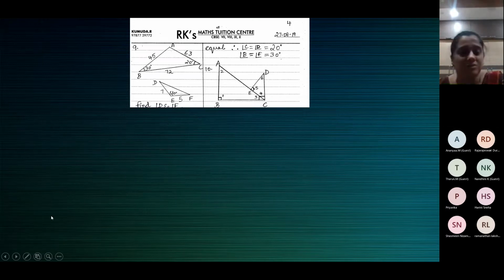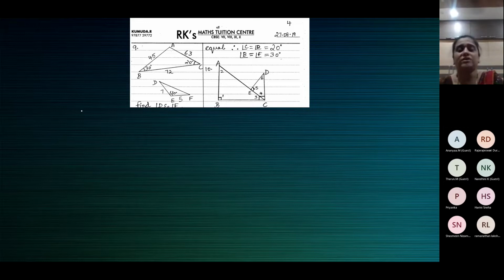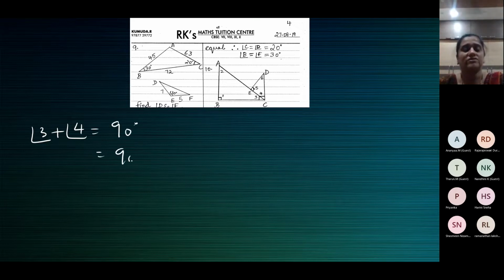The other way is, now tell me, children, the places where the angles add to 180. Now let me write one for you. Angle 3 plus angle 4 is 90. Now I want two more results like this. Tell me.